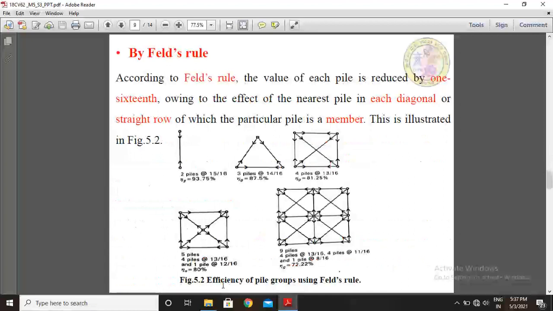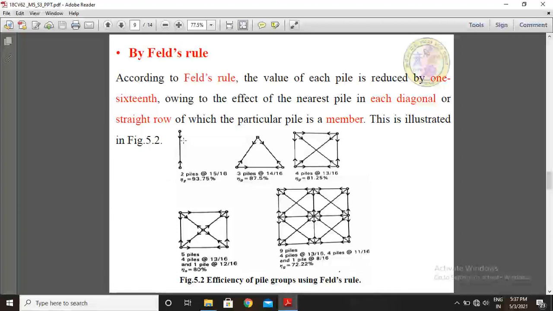By the Feld rule, how is efficiency of a pile group calculated? Here, according to the Feld rule, the value of each pile is reduced by 1/16 owing to the effect of the nearest pile in each diagonal or straight row of which the particular pile is a member. This is illustrated in figure 5.2 below.